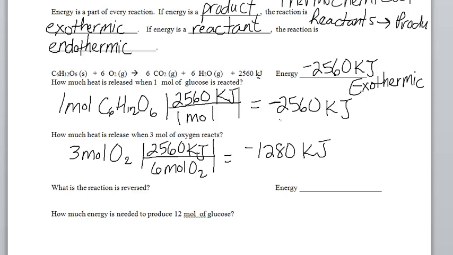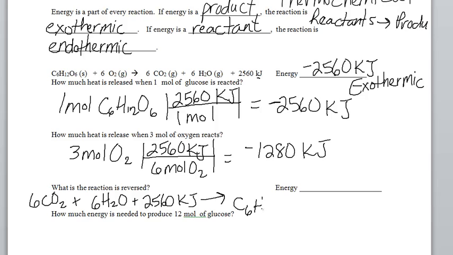Okay, what if I reverse the reaction? Well, let's just write it. If it's reversed, what happens? Everything switches. If it was a reactant, it becomes a product. So I have 6 moles of carbon dioxide going to react with 6 moles of water. Now this time you're going to have to add 2,560 kilojoules. And if I do all that, what do I get out? 1 mole of glucose and 6 moles of oxygen. Hopefully these look familiar. Photosynthesis, you guys have all seen these.